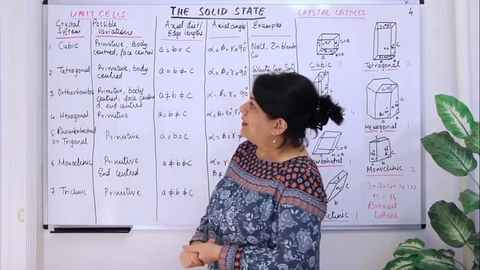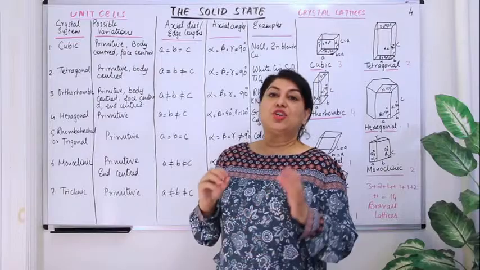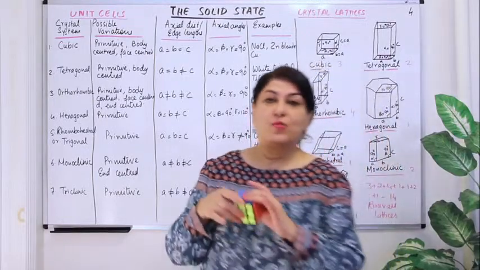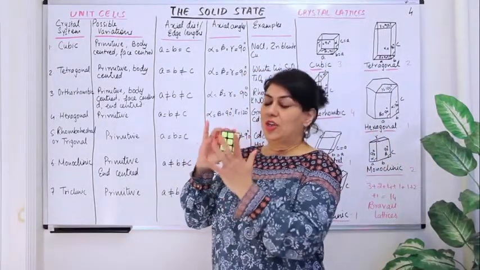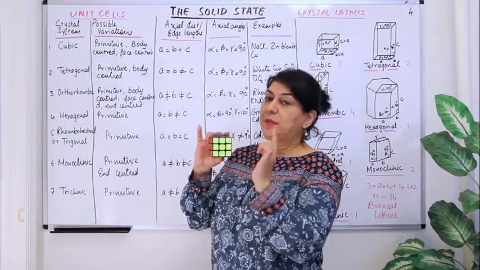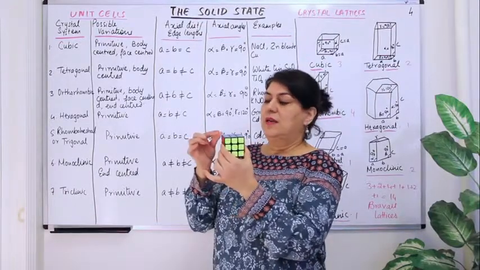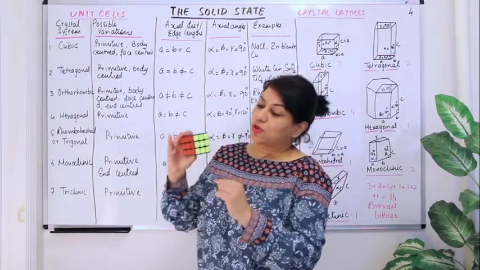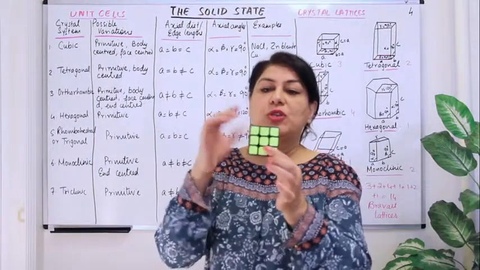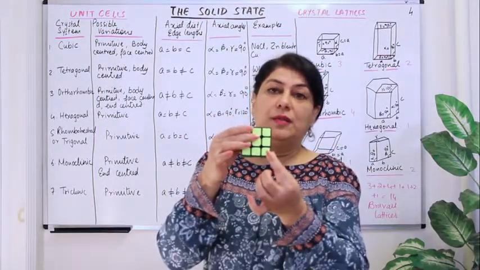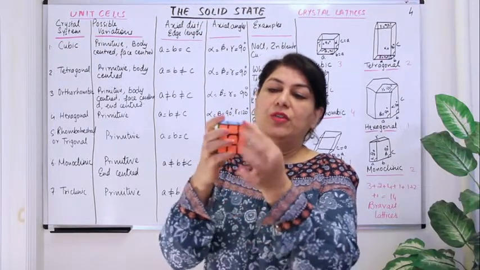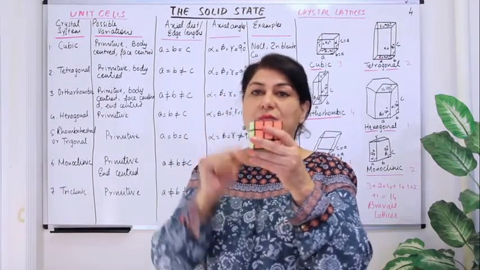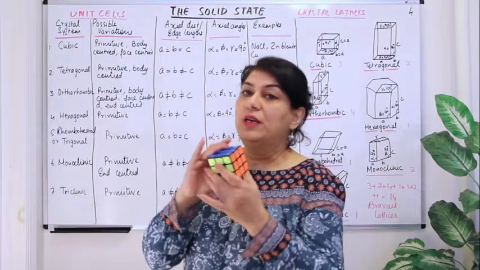The first type of crystal system is a cubic unit cell. A cubic unit cell is like a cube, and the primitive cubic cell would have all the lattice points, that is all the corners of the cube, occupied by atoms. So each one of these corners is occupied by an atom, and when you join the centers of each of these atoms, you find that they result in the formation of a cube.